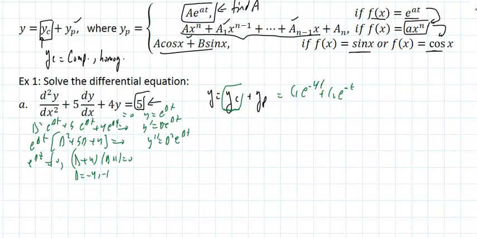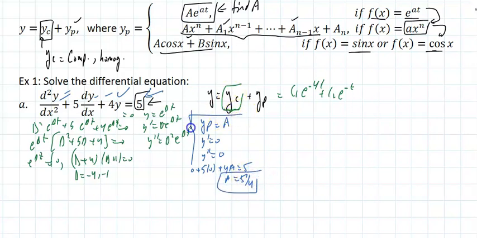Now we get to the particular solution. The particular solution depends on, this is just a, because that's a general term of a constant. Well, I need two derivatives. Y prime is 0 and y double prime is 0. I plug that into the equation, so that's 0 plus 5 times 0 plus 4 times a equals 5. So a is 5/4.